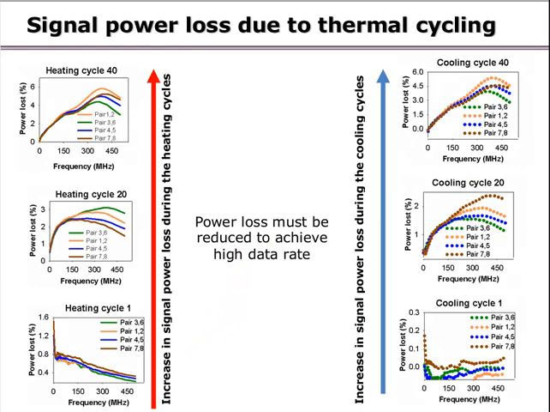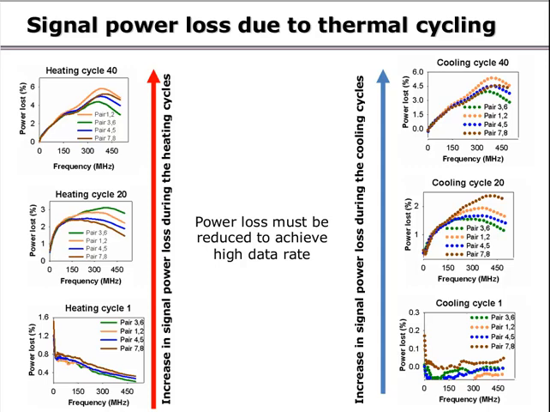This next slide shows the percentage of the signal power loss measured during the thermocycling. As shown in the results, the percentage of the signal power loss increased as the cable was repeatedly cycled. The power loss increased from 0.4% that was measured during the first heating of the cable to about 3% as seen for the 20X heating cycles, and up to about 5.5% for the last heating cycle.